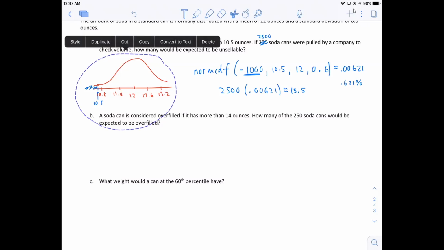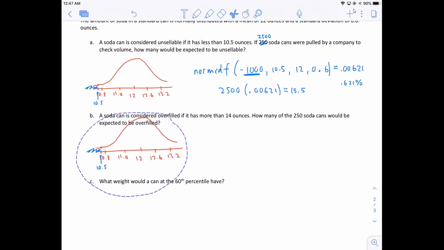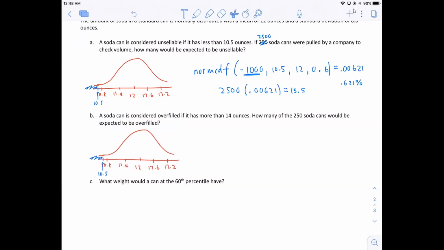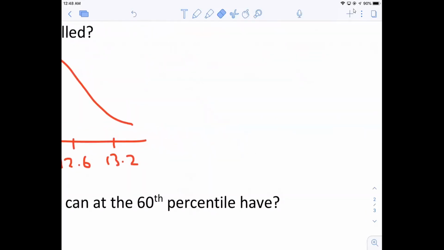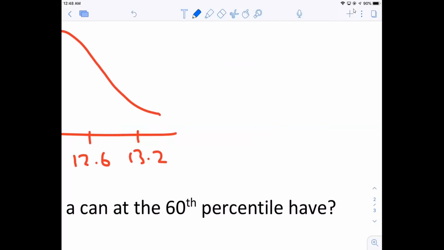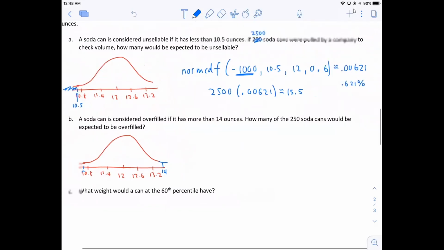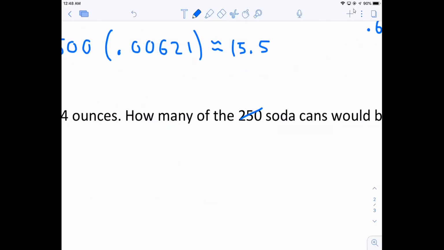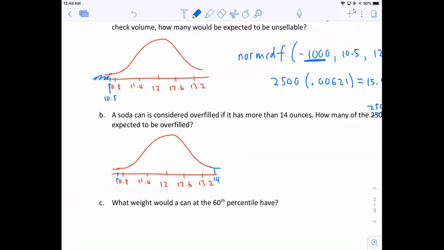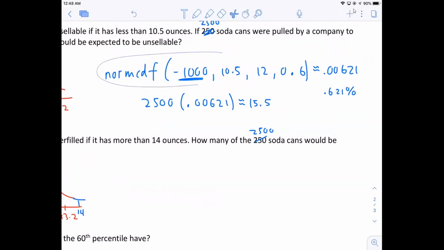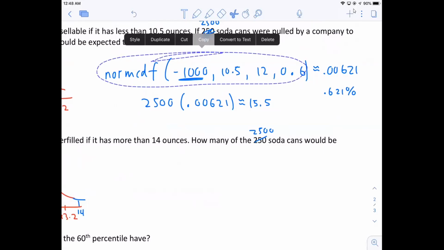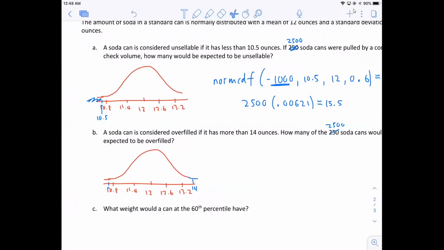All right, so a soda can is considered to be overfilled if it has more than 14 ounces. So same diagram, except instead of a lower bound this time, if it's overfilled, we have an upper bound. So 14. How many of, again, let's do 2,500 of the soda cans would be expected to be overfilled?